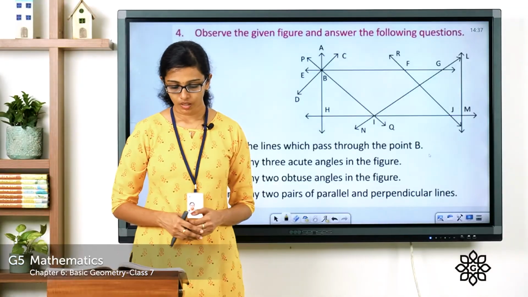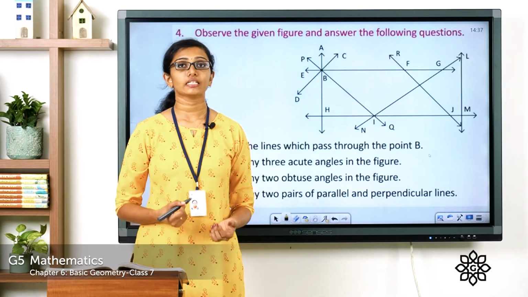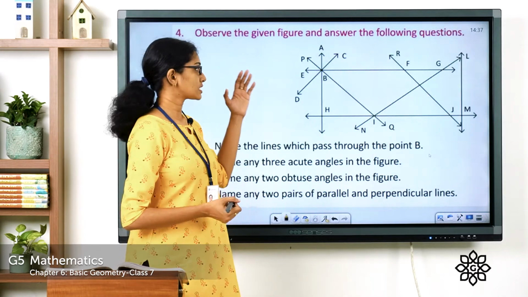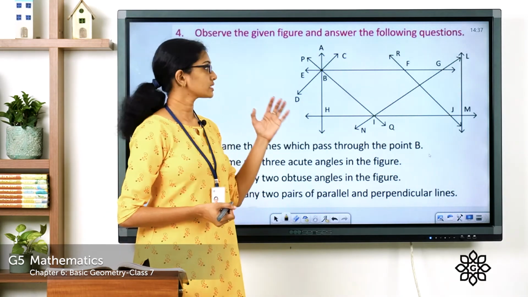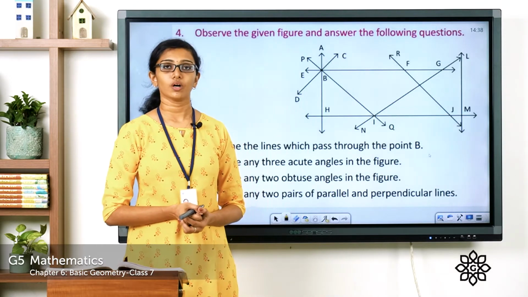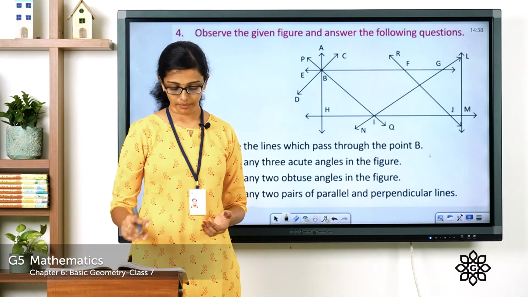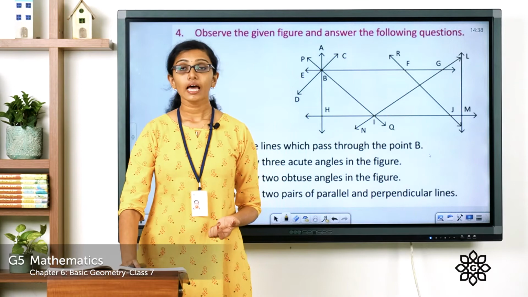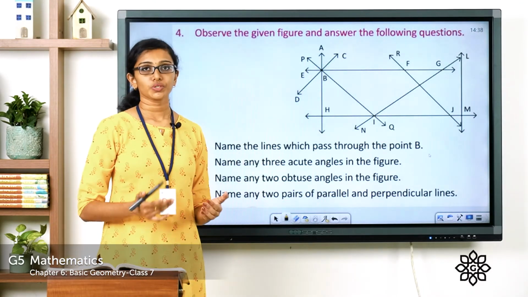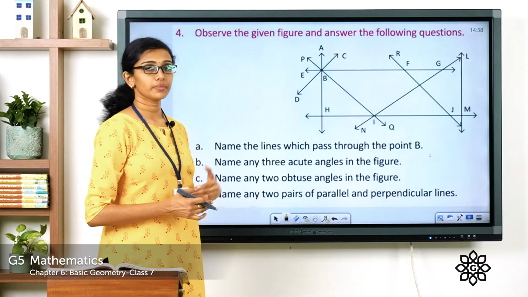Question number 4. Observe the given figure and answer the following questions. We can see a figure like this. We can see a set of lines there and different points are marked on the lines. There are 4 questions given below. Let's see each of the questions one by one. Question A. Name the lines which pass through the point P. Which are the lines that pass through the point B?